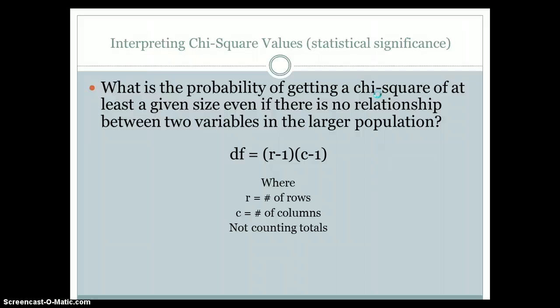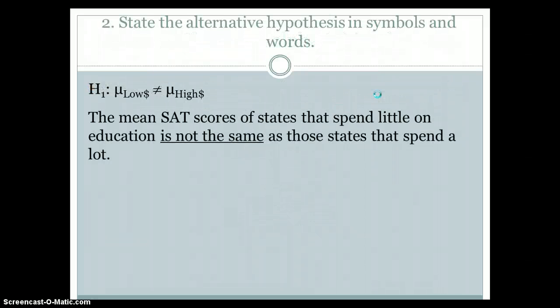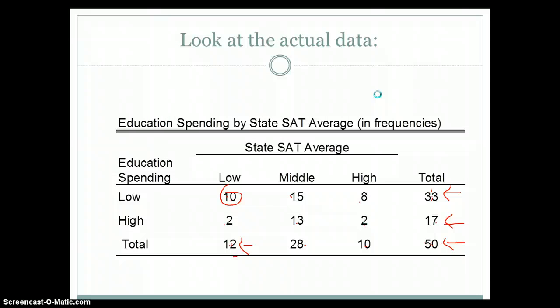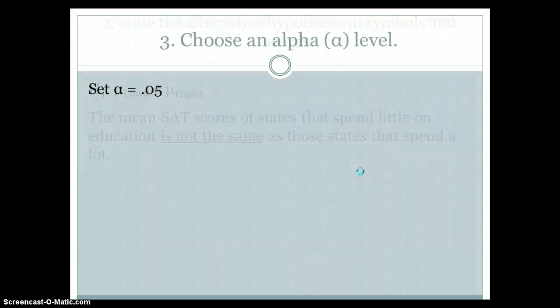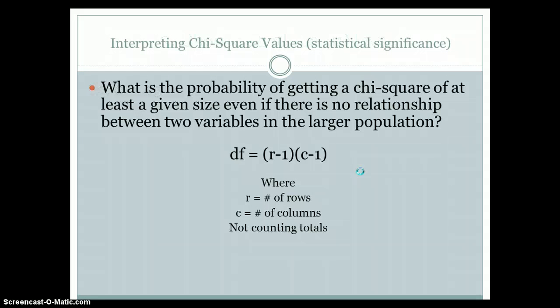How many rows and columns do we have in our spending versus SAT score example? Well, we have 2 rows and 3 columns. Let me just go back to that table so you can see what I mean. 2 rows, and 1, 2, 3 columns. So our degrees of freedom are going to be the number of rows minus 1 times the number of columns minus 1. Remember, we're not counting the total rows or columns.